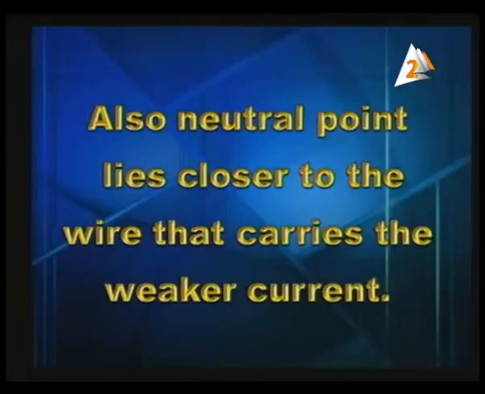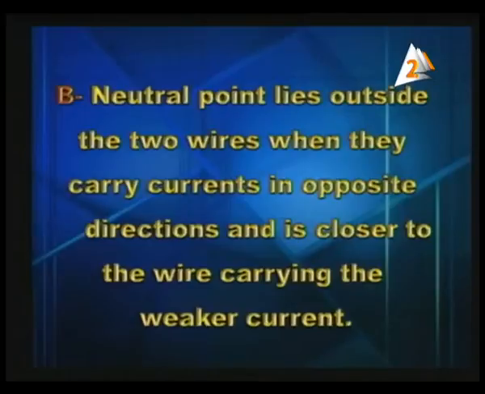Also, the neutral point, this is very important, always lies closer to the wire carrying the weaker current. Okay, bear this in mind. The neutral point lies closer to the wire which carries the weaker current. Okay, the neutral point will lie outside the two wires when they carry current in the opposite direction. And once again, it should be closer to the wire carrying the weaker current.